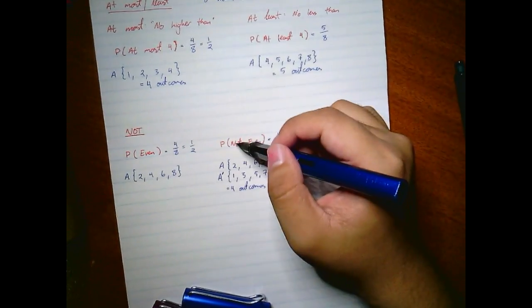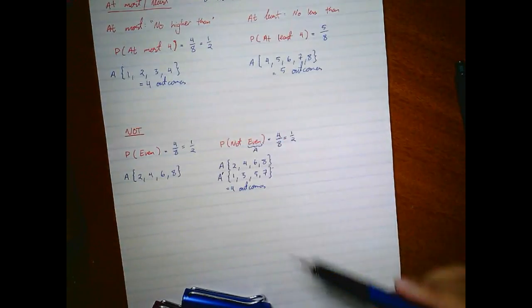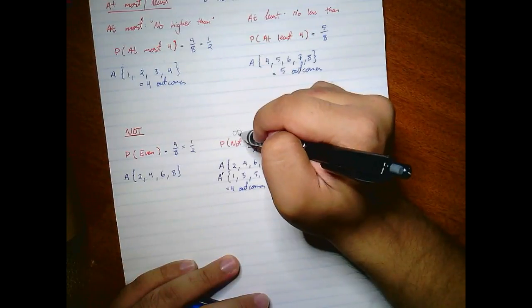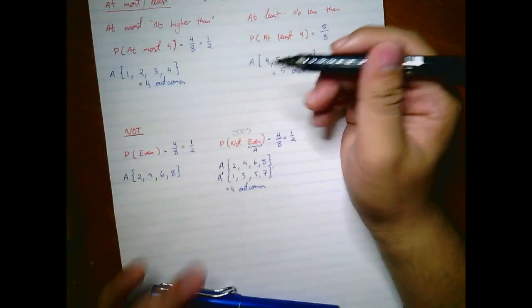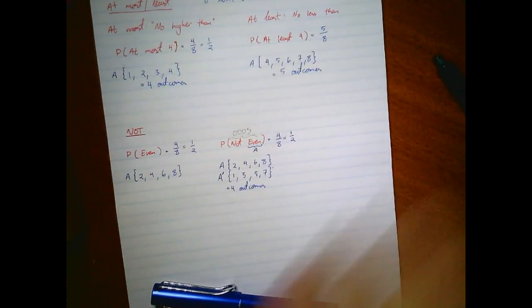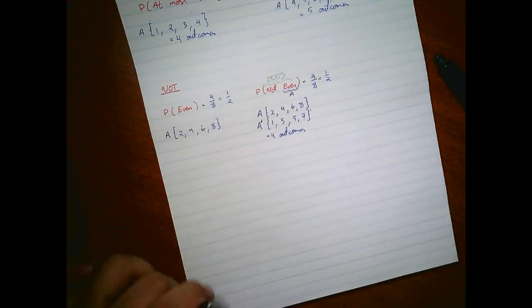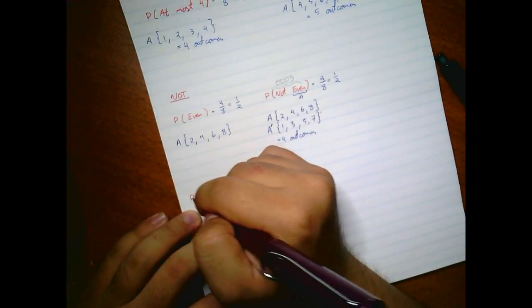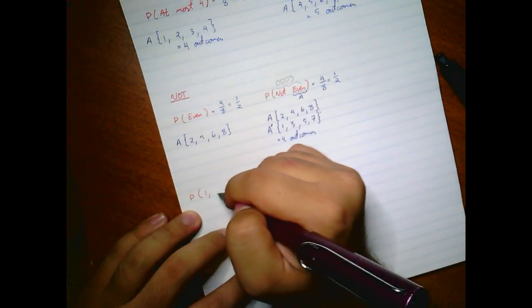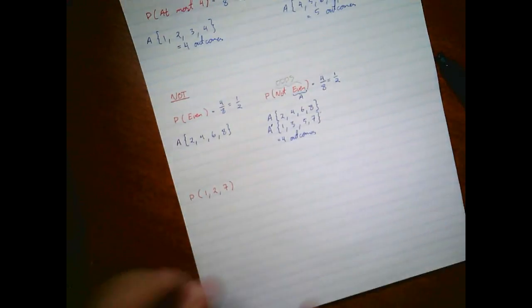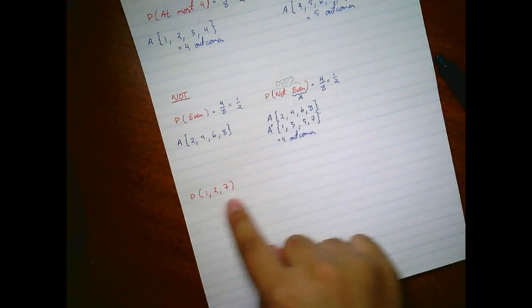And if you think about it, what is not even? Well, that is the same as finding the odds, isn't it? Not even is the same as finding an odd. We'll take another example. We'll take the probability of rolling a 1, 2, or a 7. So that is our condition, 1, 2, or 7.